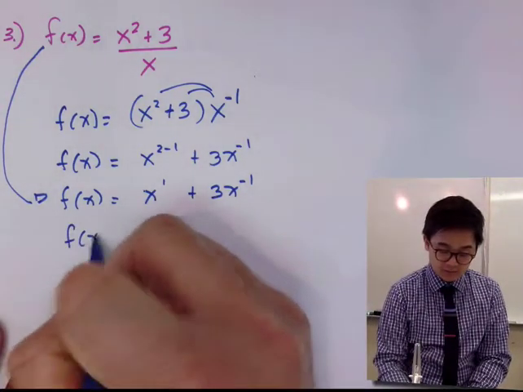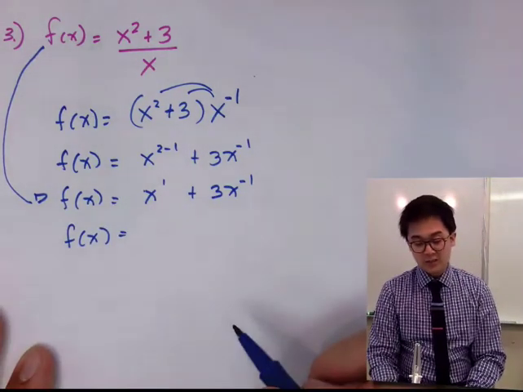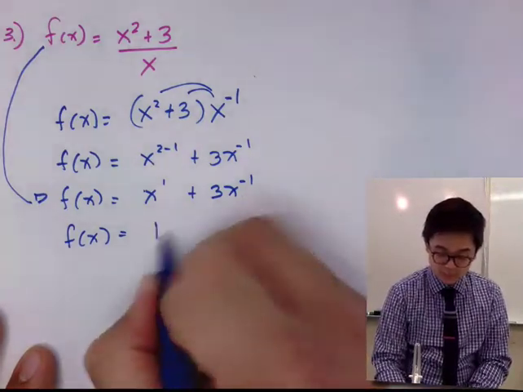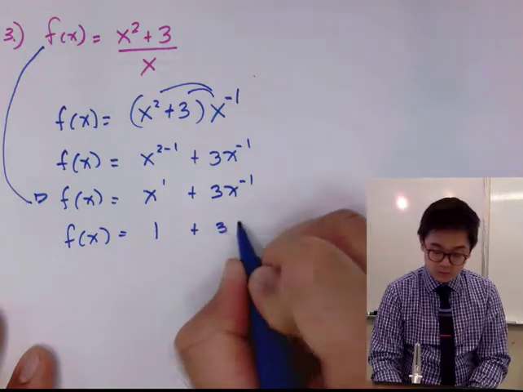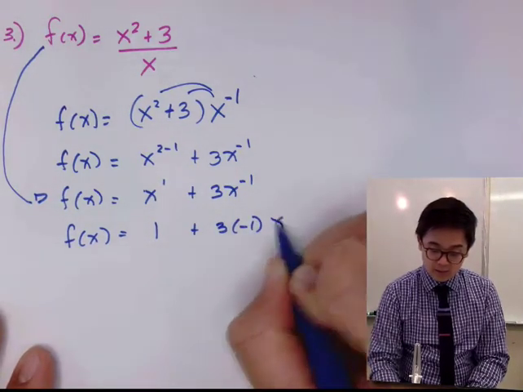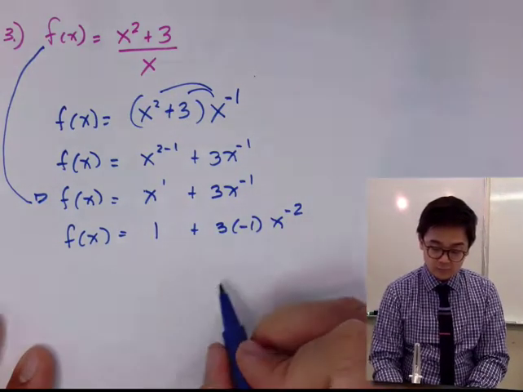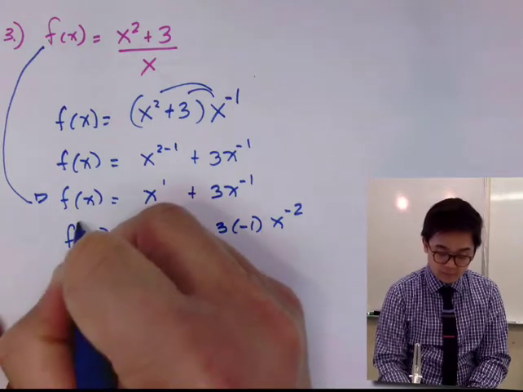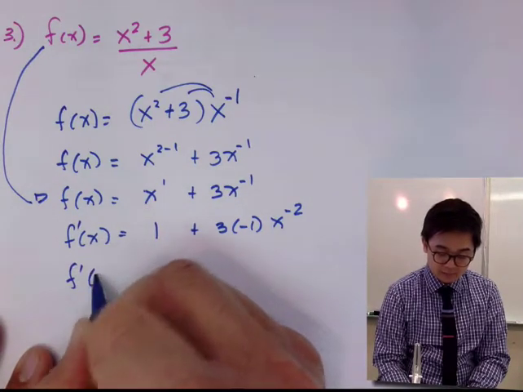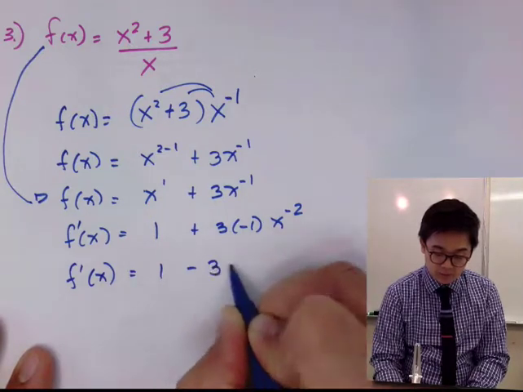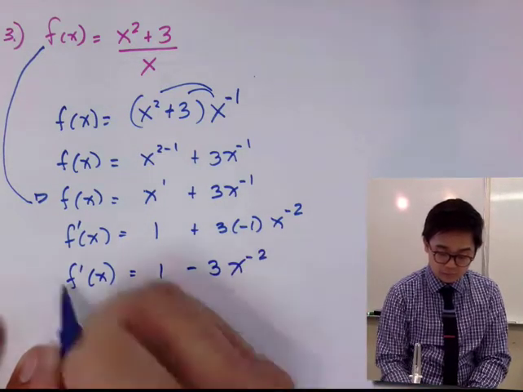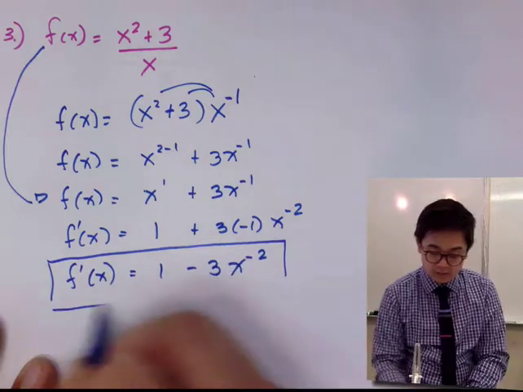so I can easily use the power rule in deriving my f of x. So f prime of x is simply the derivative of x, which is 1, plus the derivative of 3 times x to the negative 1, which is simply 3 times negative 1 x to the negative 2. So f prime of x is simply 1 minus 3 x to the negative 2. So this is my derivative.